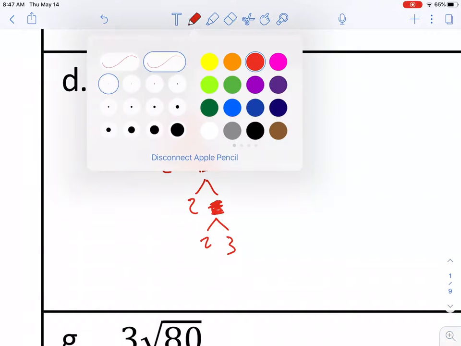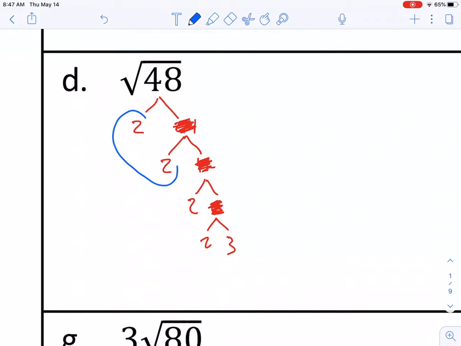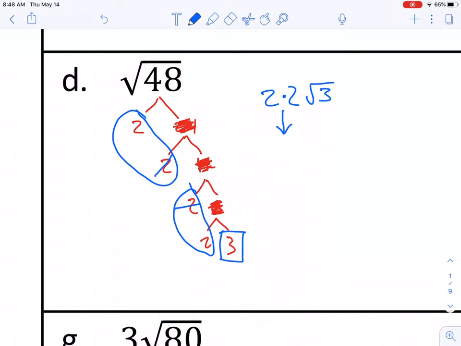So we are looking for groups of 2. Every time I find a pair of numbers that are the same, I can circle them. One of those numbers gets caught, and the other number makes it outside of the radical. It doesn't matter if I use that one or this one, it's the same. There's a 2 coming outside, and then my 3 is left inside the square root. So the last thing to do is multiply up. 2 times 2 is 4, square root 3.